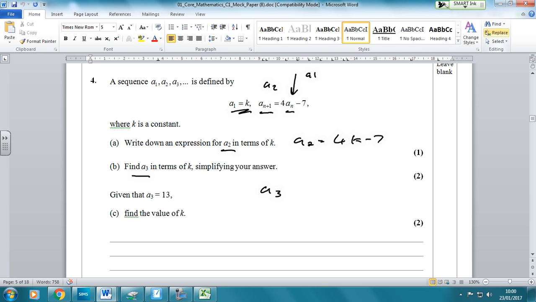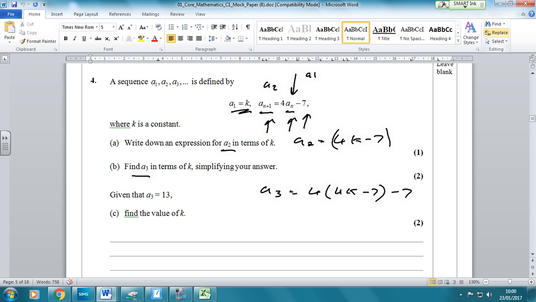In terms of A3, again, using the recurrence thing, the term that you're looking for equals the term before the one that you're looking for, take away 7. It's going to be 4 lots of A2. Now we know that A2 is this thing here, so we're going to stick that in brackets. 4 lots of 4k minus 7, take away 7.